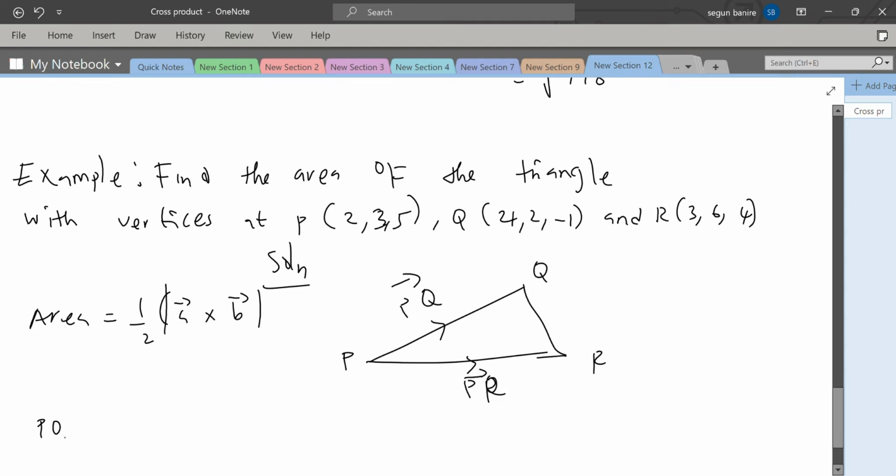So what is PQ? PQ is Q minus P, right? So that will be 4, 2, minus 1, minus 2, 3, 5. What do we get? We get 2, minus 1, then minus 6.